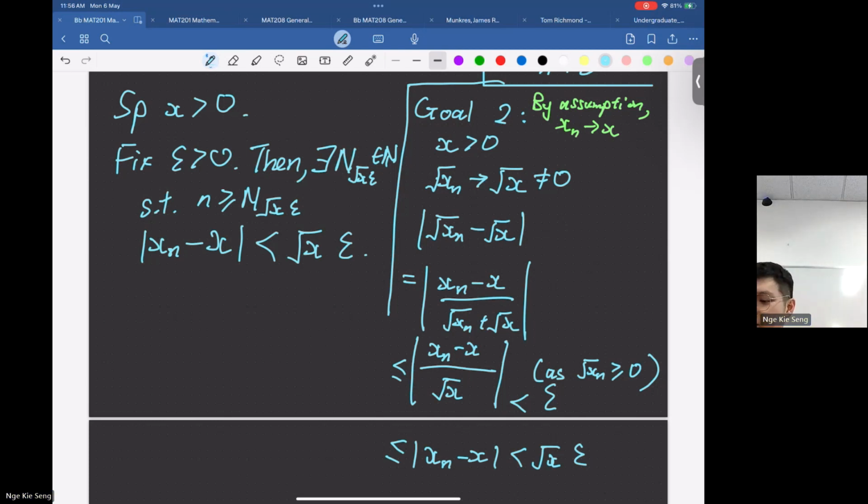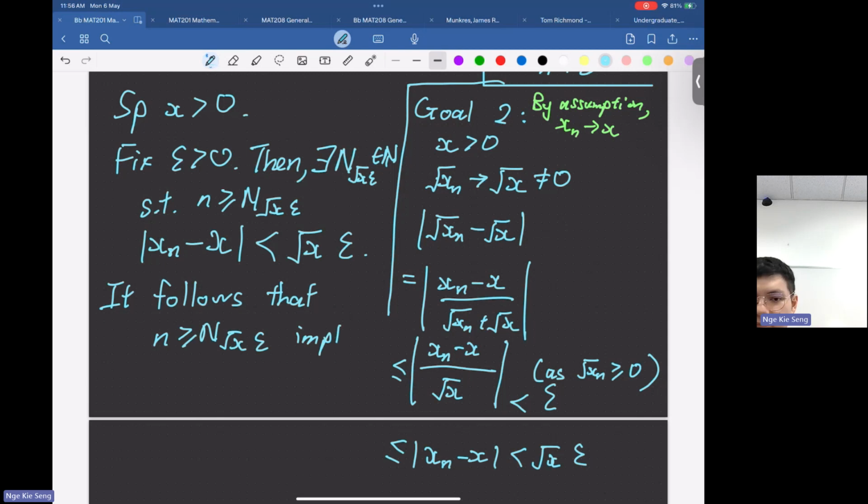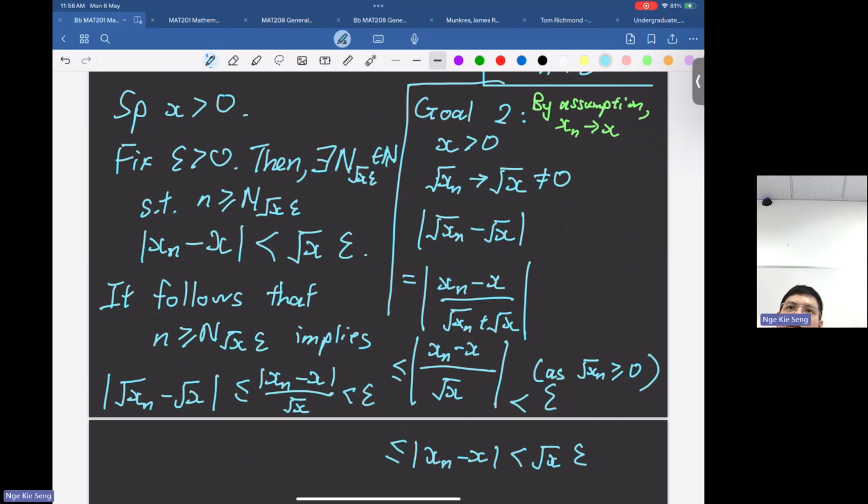Why? It follows that n greater or equal to N of square root x epsilon implies the difference that we want, which is square root of xn minus square root of x, is less than or equal to the difference of xn minus x over square root x. But what is this? This is less than epsilon. Okay.